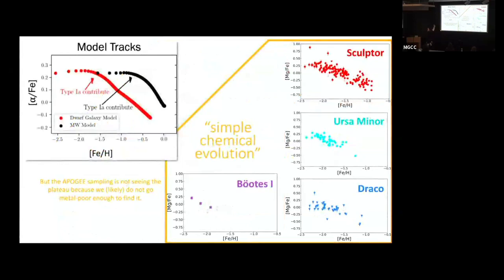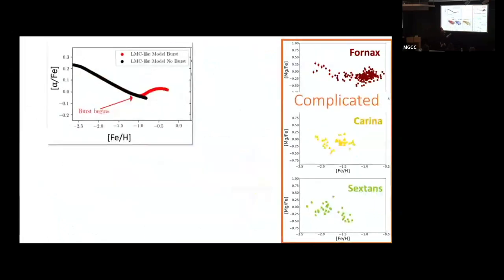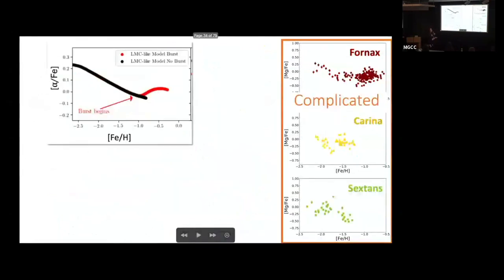Simple evolution, again, is basically they formed some starbursts, and then things decline over time, and that looks a lot like the Gaia Sausage Enceladus, which we know merged like 10 gigayears ago. So what you're seeing is a depletion of all the gas, no more star formation, and they evolve. And then for the complicated ones, we're seeing, just like the LMC, this decline and then these starbursts. And Sextans, I don't even know what that is.